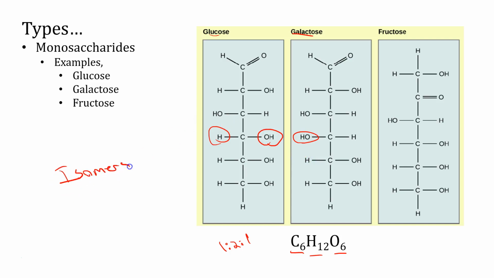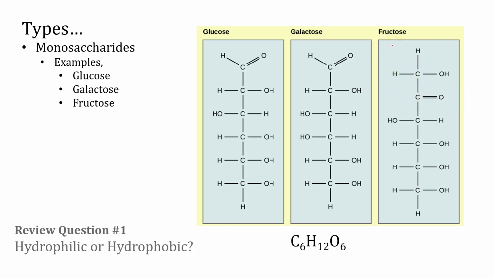So isomers are molecules that have the same number of atoms, so the same molecular formula, it's just the shape or the arrangement of them is a little bit different. So these are isomers of one another. Fructose is still the same formula, but it's got a more noticeable difference. You can see that the double bond to oxygen is on the 2nd carbon versus the 1st carbon. Okay, in either case, that's some examples of what a monosaccharide would look like.